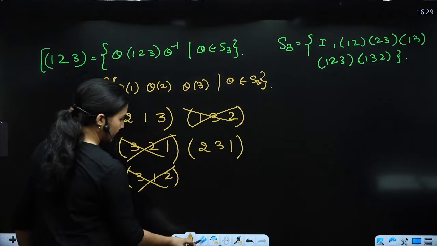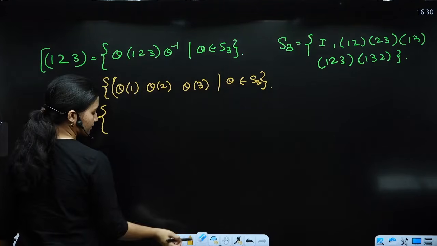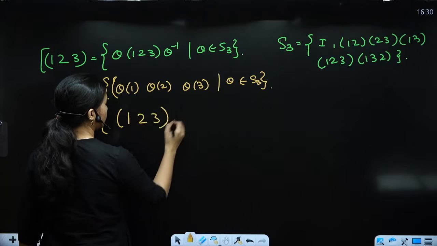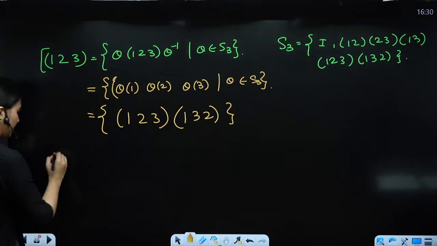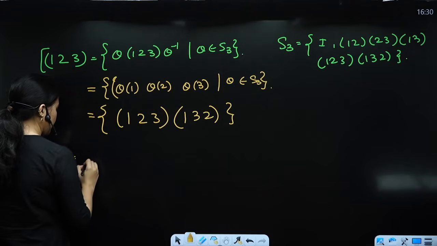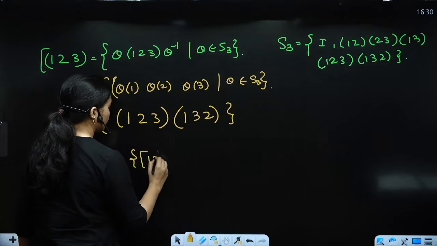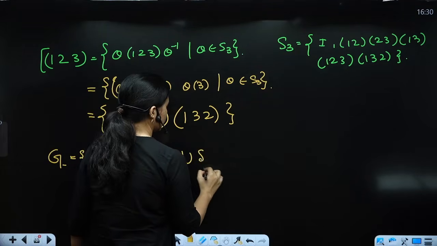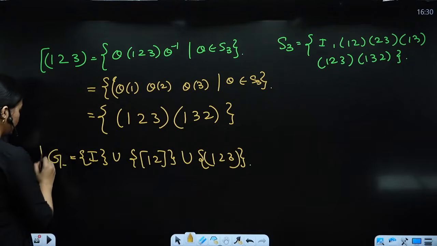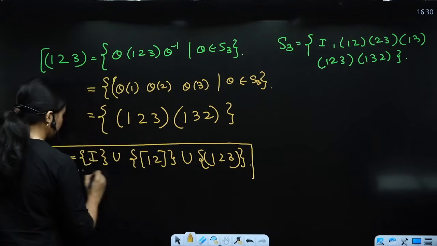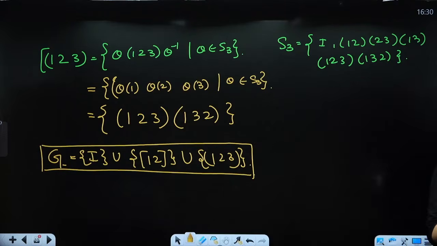So now let me erase these. Here only two elements are going to be there, that is (1 2 3) and (1 3 2). Now G equals the conjugacy class of identity, union the conjugacy class of (1 2), then union the conjugacy class of (1 2 3). So this is what we wanted to understand from the conjugacy class. Now we have some properties that I would want you to write.